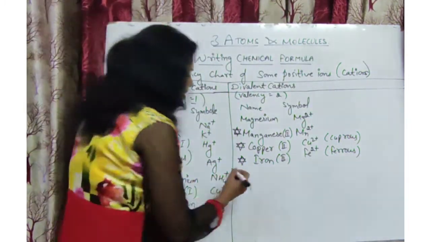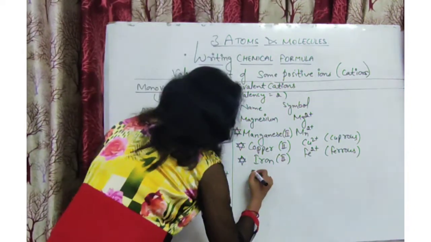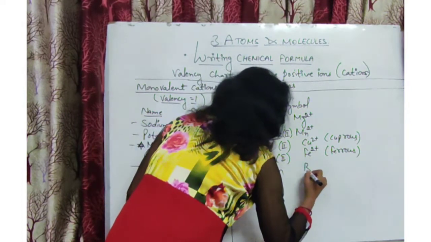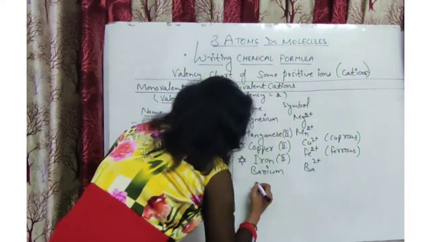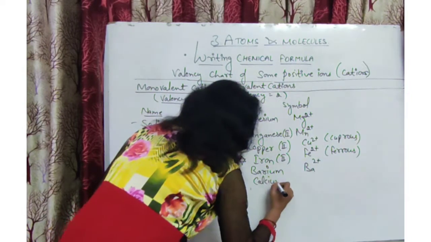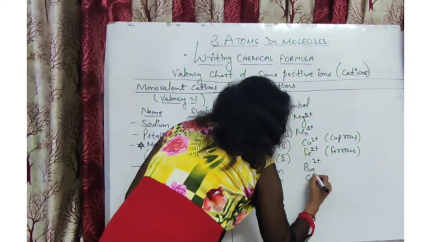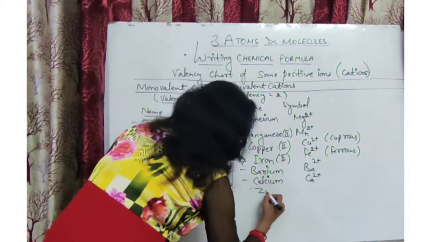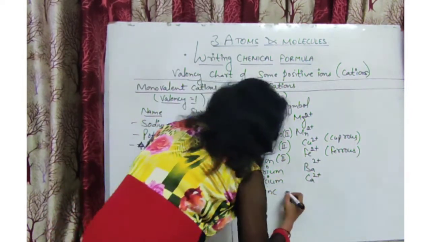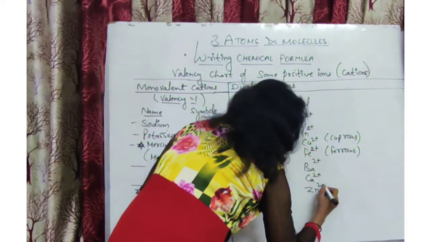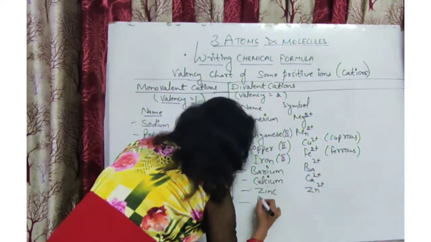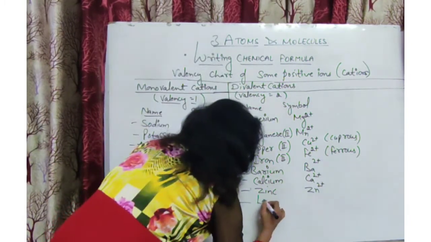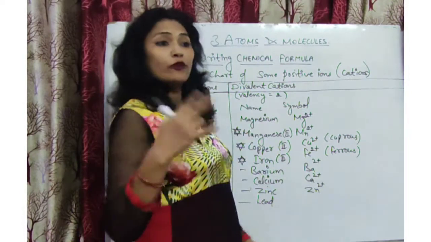Okay. Next, barium. Barium has 2 valency, Ba2 positive. Calcium has 2 valency, Ca2 positive. Okay. Then zinc has 2 valency, Zn2 positive. Lead has 2 valency, and lead has variable valency 2 and 4 also.